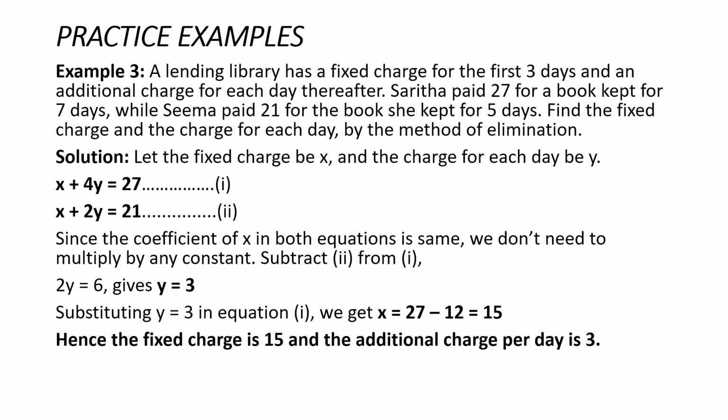We substitute y is equal to 3 in the first equation. x plus 4y is equal to 27. Hence we get x is equal to 15. So what we have obtained is the fixed charge is rupees 15 and the additional charge per day is rupees 3, and we have used the method of elimination here.